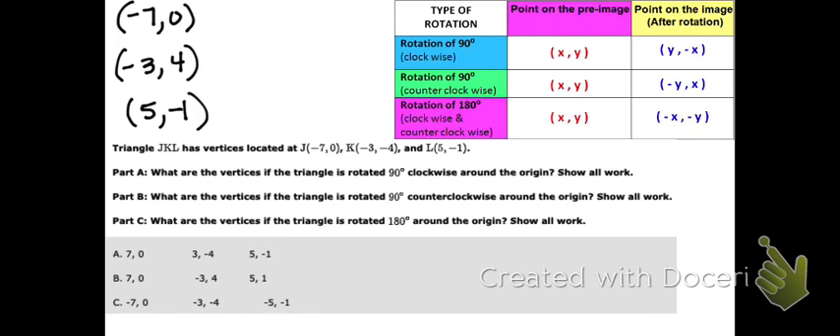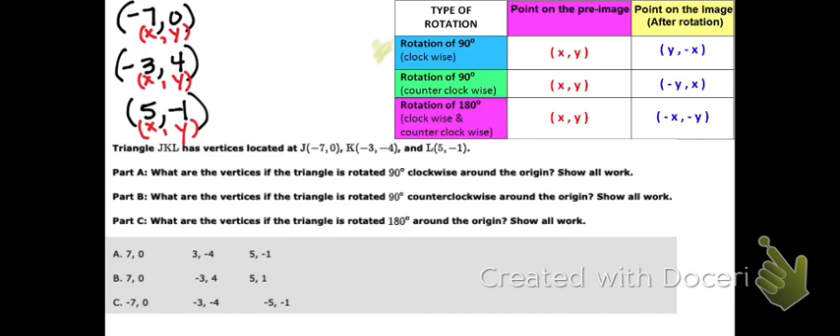And what these questions are asking us is to take these 3 points and rotate them 90 degrees clockwise, 90 degrees counterclockwise, and 180 degrees. So we're going to use these rules in the table. It's important to know that these original points are just x, y, so I'm just going to label them. And to rotate it 90 degrees clockwise, we're looking at this rule right here.